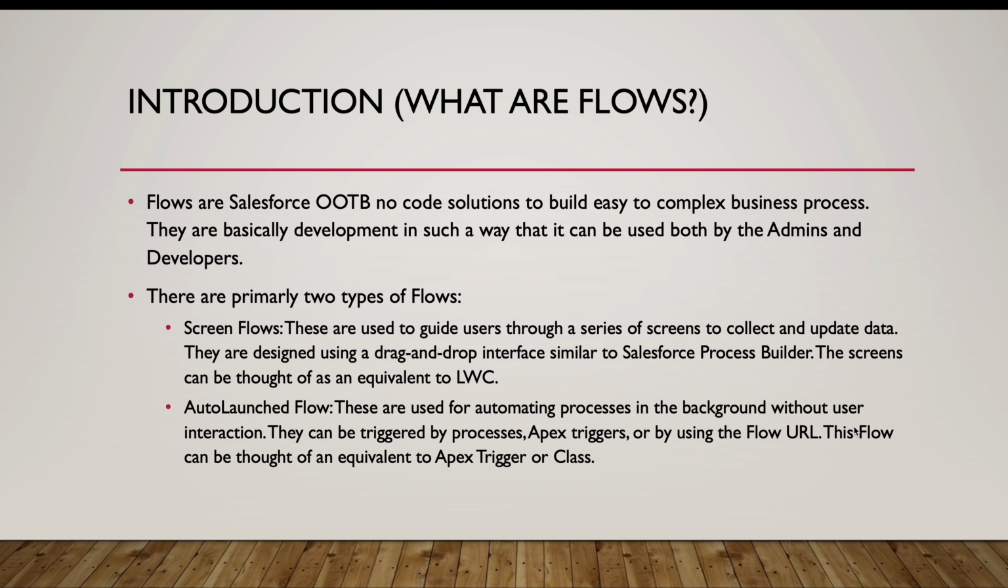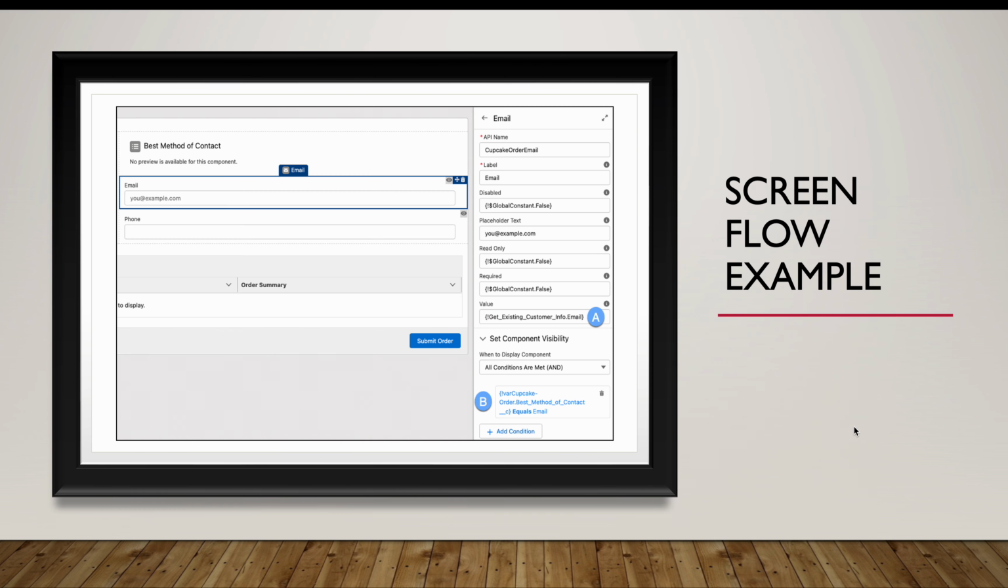What is an autolaunch flow? An autolaunch flow does not require a screen, that is, it will not require user input, but is something you want to automate in the backend. For example, this can be thought of as Apex triggers. You can create a record triggered flow that will run before or after the record creation or updation. So similar to triggers or Apex classes, we can think of it as an autolaunch flow.